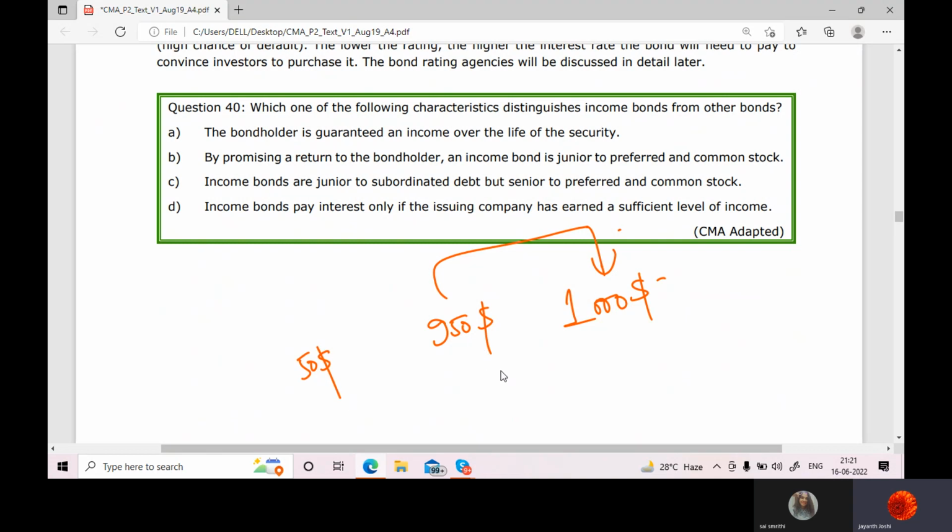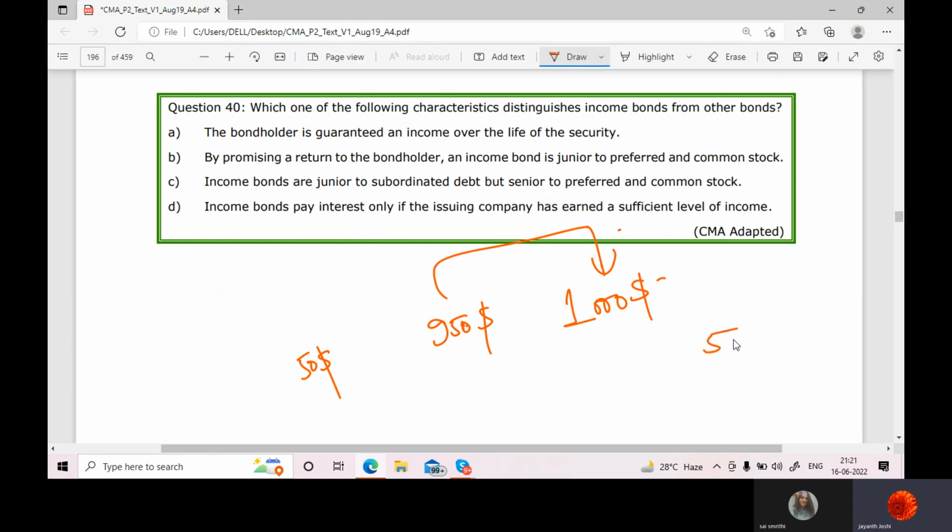So here, $950 is what it is issued at, and the repayment will happen for $1,000. So how much has the investor made in between? $50. On what? On their investment of $950. Can you tell me what the answer for this is? Smriti, can you find it and tell me the answer?